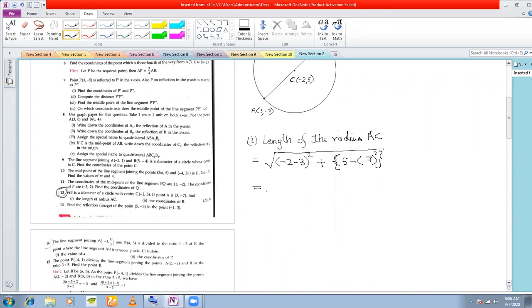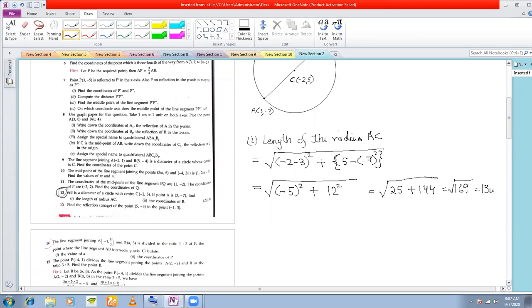So let's calculate this. What comes to root over of minus 5 square plus 12 square, which is square root 25 plus 144, which is square root 169, which is 13 units. Okay, so the radius of the circle is 13 units.